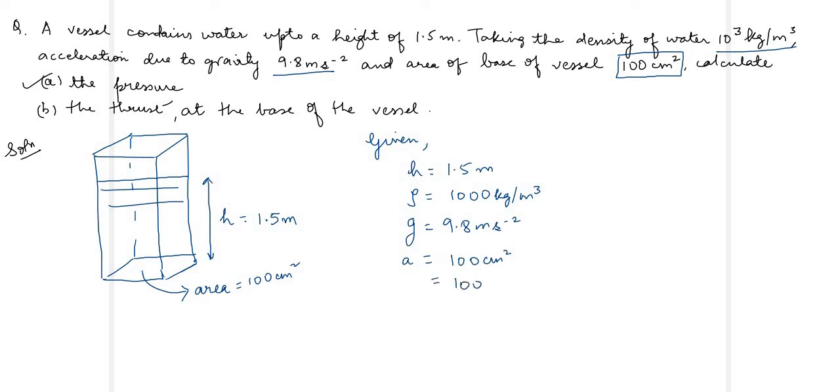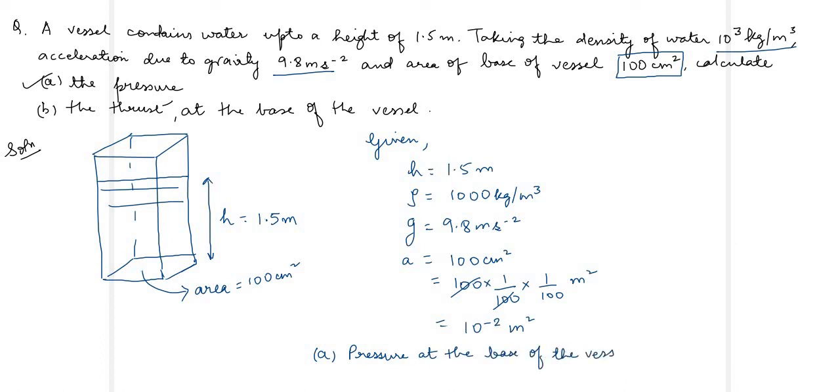Now when you multiply it with 1 upon 100 and again 1 upon 100, twice, you will get it in meter square. ये कट गया. So we are just left with 10 to the power minus 2 meter square. Simple. अब हमें क्या निकालना है? प्रेशर. प्रेशर एट द बेस, वही सेम फॉर्मूला H रो G, क्योंकि हमें फ्लूइड प्रेशर निकालना है. बहुत सिंपल है. प्रेशर एट द बेस ऑफ द वेसल, वही सेम फॉर्मूला, राइट?